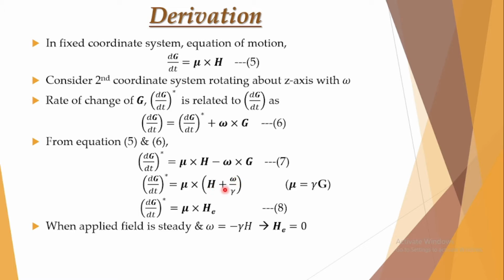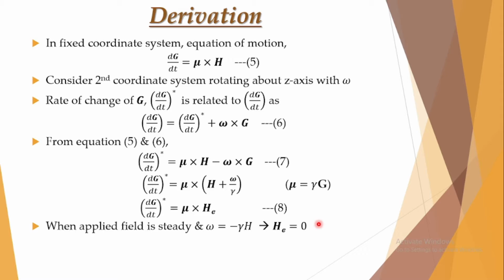So we have just substituted this value here in He. So H plus minus gamma H by gamma. Gamma and gamma will get cancelled. H minus H is 0. So the effective magnetic field will be 0 when we have a steady applied magnetic field acting along the z direction.